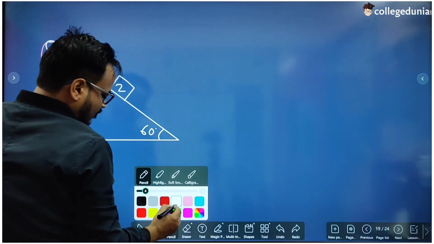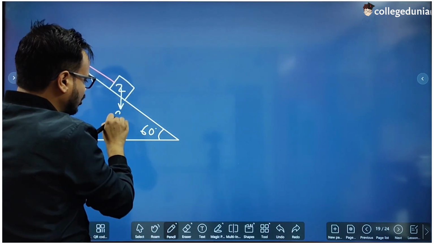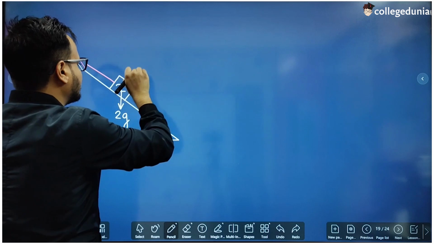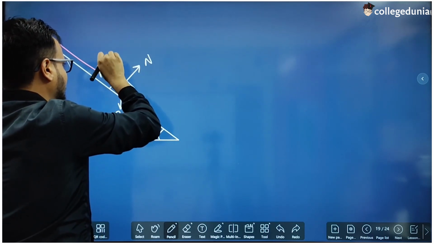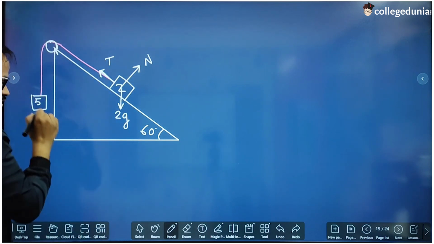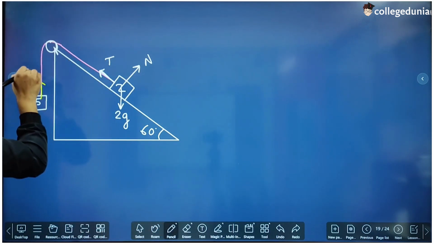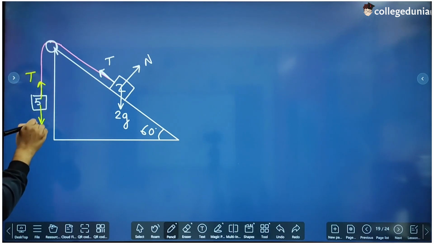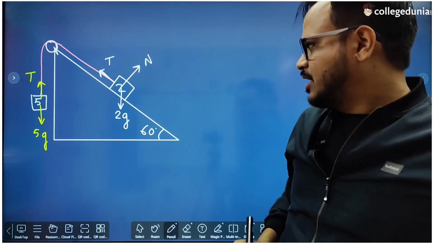For example, what are the different forces which are acting on this body? First is the weight of this body, 2g. Second is the normal reaction N. Third is the tension in this direction, T. And what are the various forces which are acting on the other body? Tension T, same rope, and weight 5g in the downward direction, right?